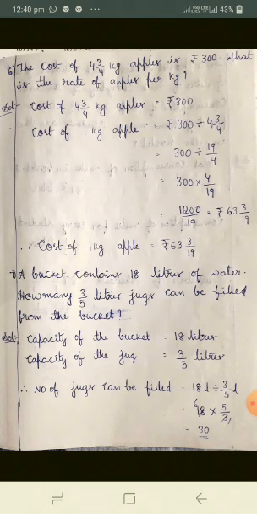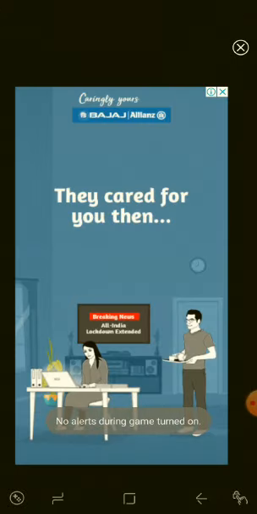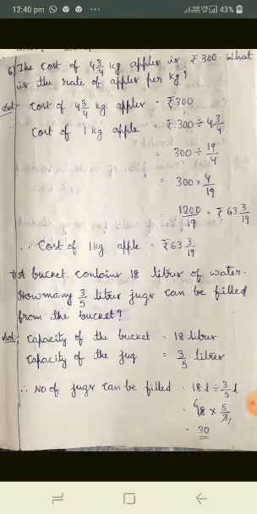So you can't simplify here. 300 into 4, 1200 by 19 will come. Change it into a mixed fraction: 63 and 3 by 19 will come. So the cost of 1 kg apple is equal to 63 and 3 by 19 rupees.